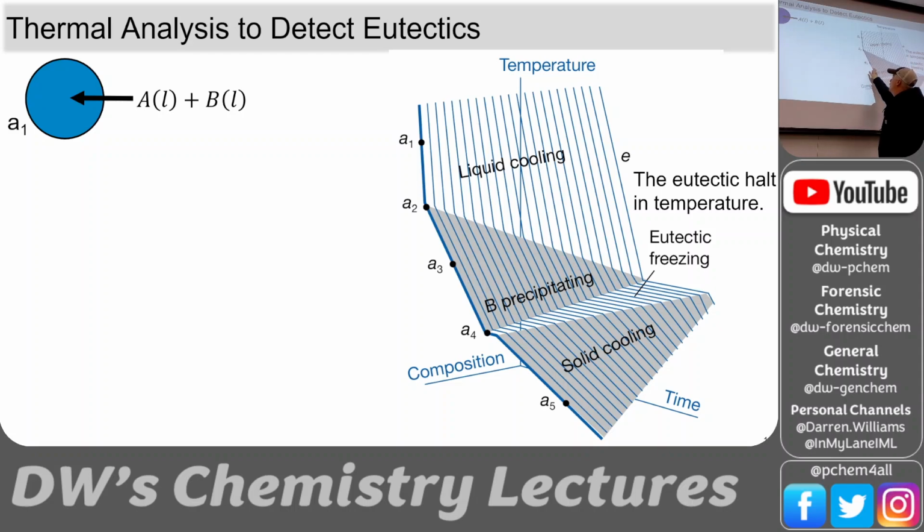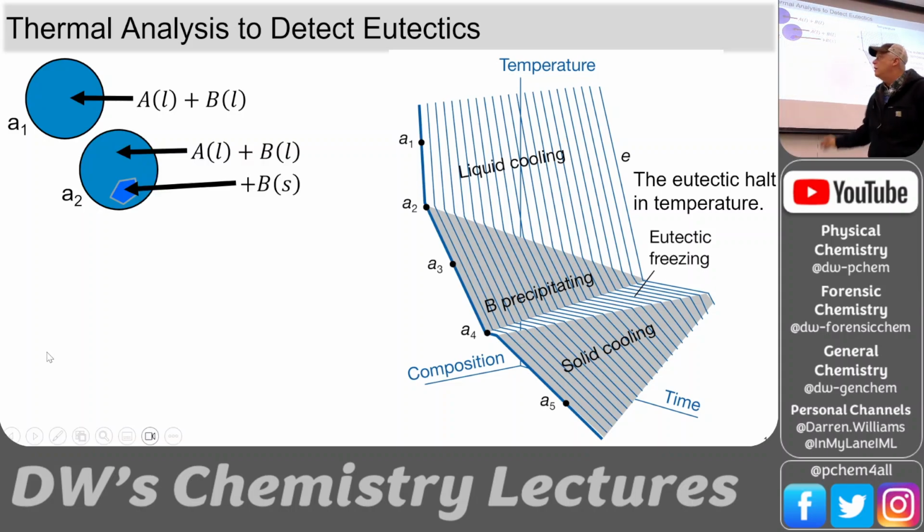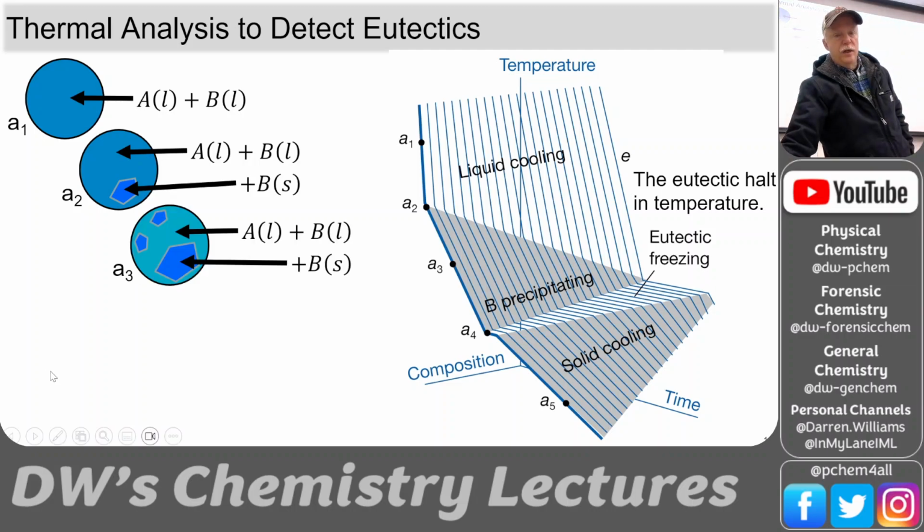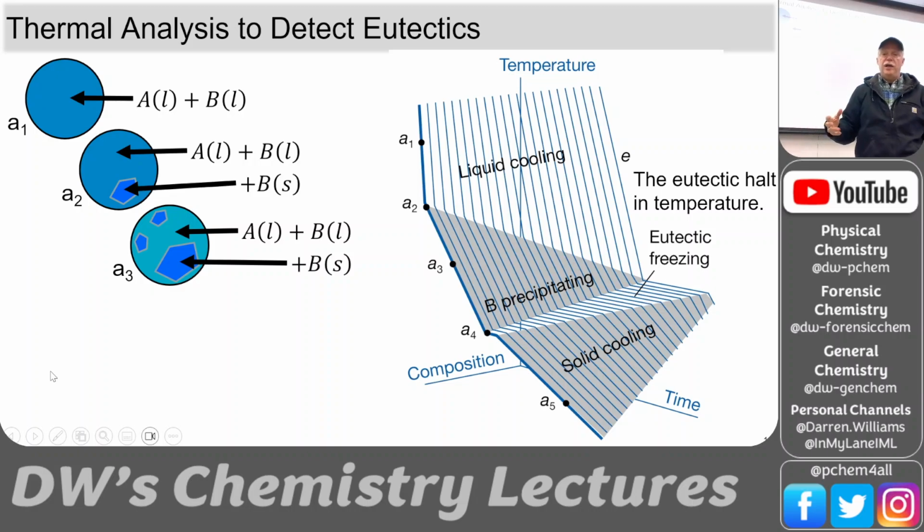Then we get to the solid where B is starting to precipitate. And then we have this heat capacity of this mixture of liquid A and B plus the B solid. And so then we cool down here. We get to A3, we're cooling it down, we're precipitating out the B, we still have A liquid and B liquid.